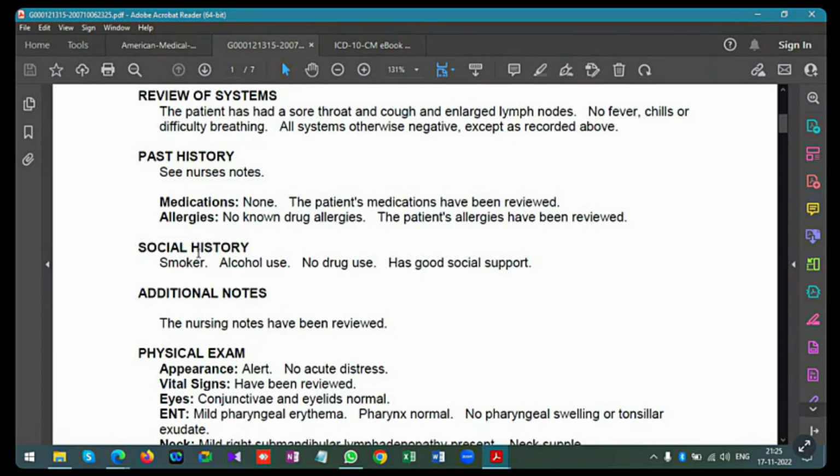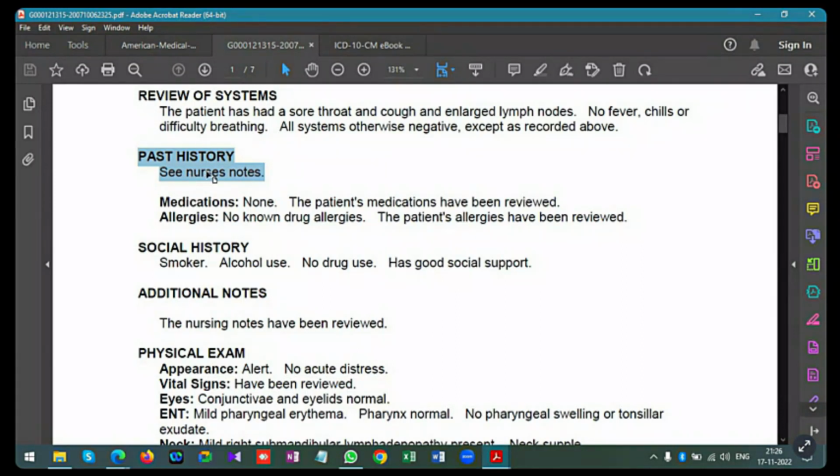past history. See here they have stated for past history, see the nurses notes. This is the physician notes, right? Next to the physician notes, you will have nurses notes attached. So you need to see the history in the nursing notes. If the physician itself is stating to see the nursing notes, then in such case you can review the nursing notes and capture the past medical history conditions which are chronic and ongoing.